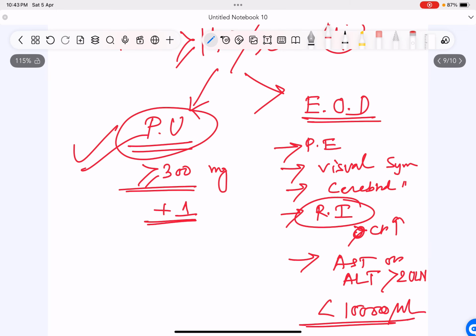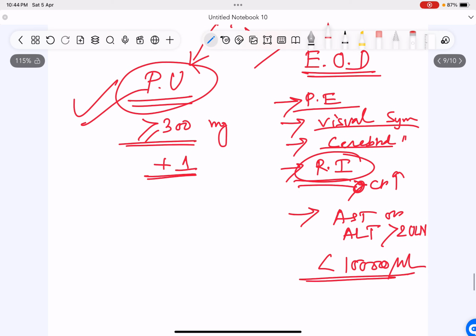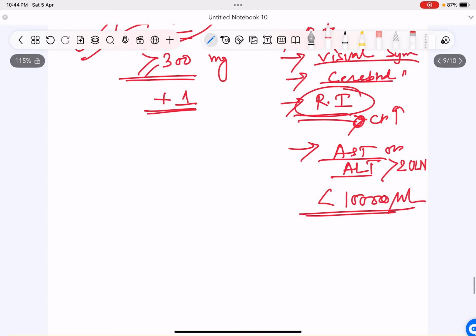अगर प्रोटीन्यूरिया नहीं भी हो तो भी डायग्नोस हो जाएगा. पल्मोनरी एडिमा, विजुअल सिम्टम्स, सेरेब्रल सिम्टम्स, रेनल इंसफिशिएंसी, AST ALT एलिवेशन है यानी कि लिवर फेलियर का साइन, मतलब लिवर फेलियर नहीं, लिवर डिसफंक्शन के साइन, और थ्रोम्बोसाइटोपीनिया less than 1 लाख.